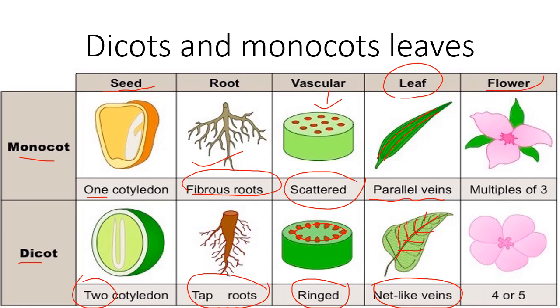Flowers of monocots are trimerous, that is in multiples of 3. Here you can count 1, 2, 3 and 1, 2, 3. And here you can see either tetramerous or pentamerous, meaning in multiples of 4 or 5. You can count here 1, 2, 3, 4 and 5 petals can be seen, and here something is shown. You can consider that as a stamen, so they are also 5 in number.